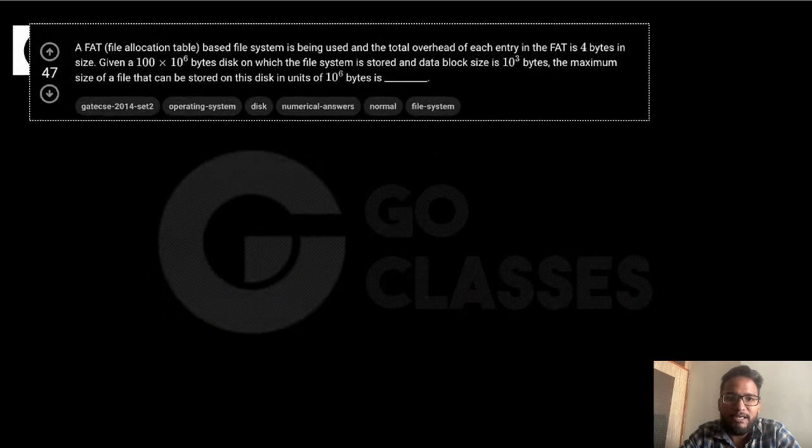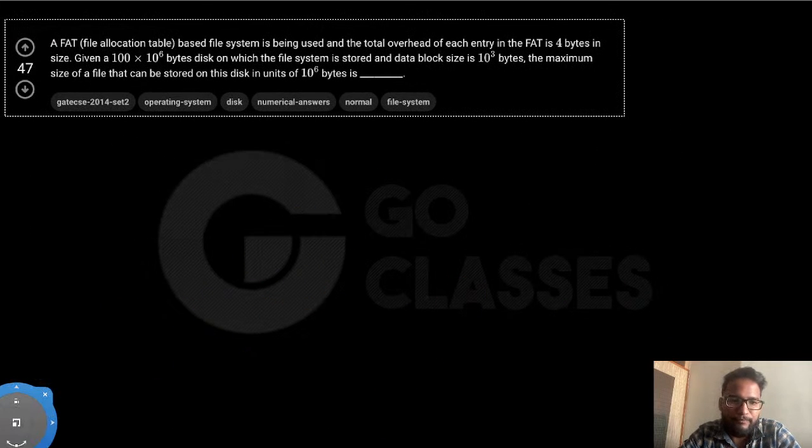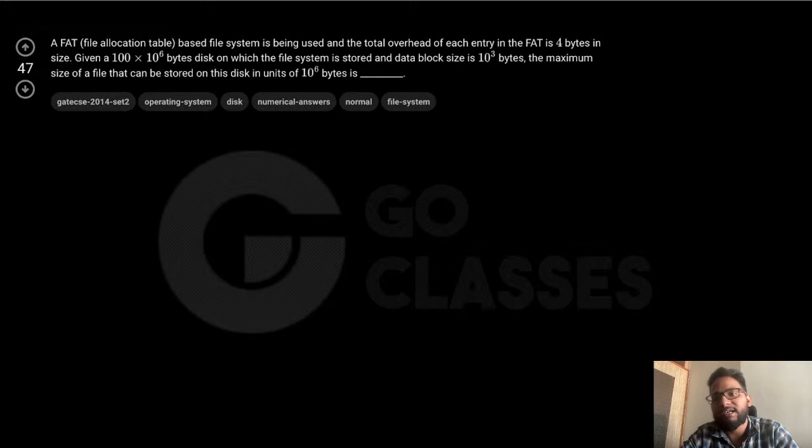So there are a few details that are given to us, and they are asking a few other details. So let's write each detail one by one. What is given to us? They have given the block size, right? They have given the block size is 10^3.